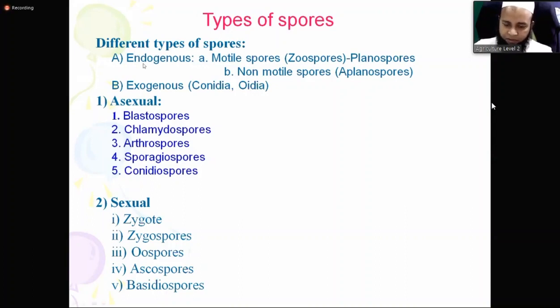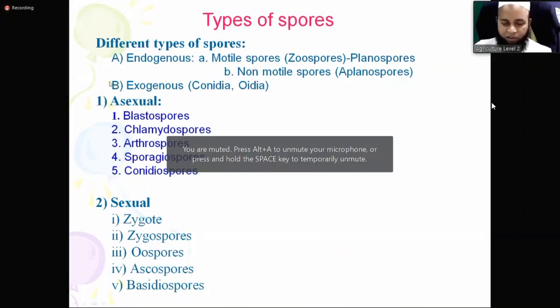Different types of spore: endogenous spore and exogenous spore. What is endogenous? Based on their production, where they grow. Endo means inside, exo means outside. So endogenous, the spore grows within a structure. Endogenous spore can be divided into two.